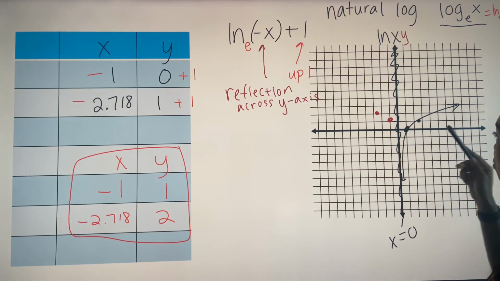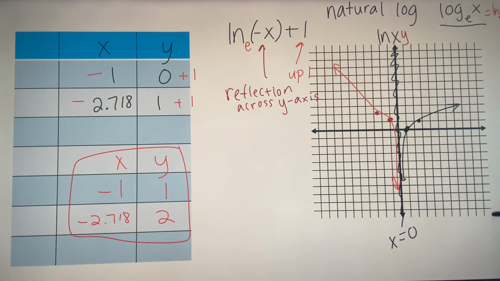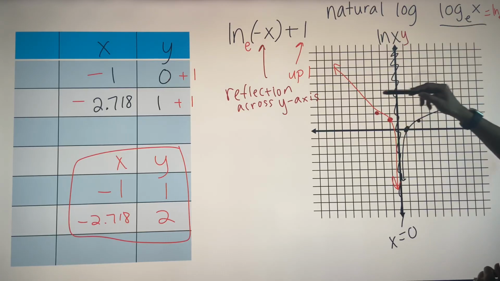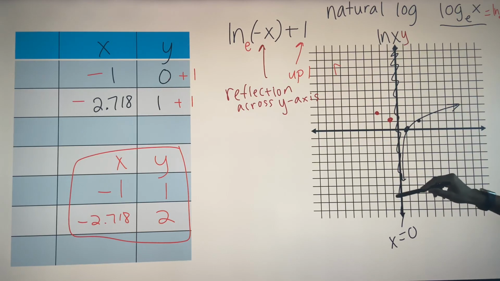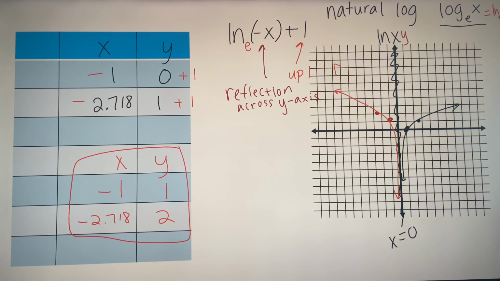-2.718 goes with 2. So this is my transformed graph. You get close to the asymptote and go through those points. Maybe I can draw it better. Close to the asymptote and go through those points. So that's what your transformation looks like.